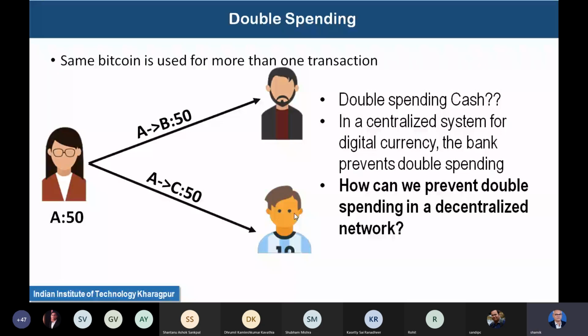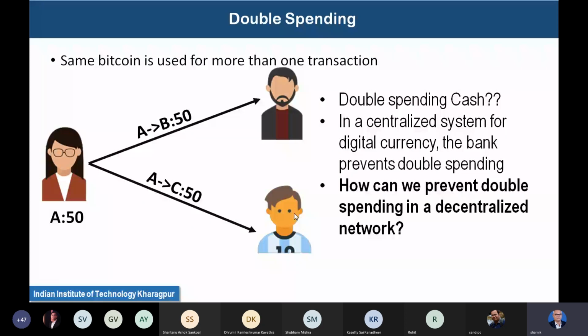For a centralized system for digital currency, before Bitcoin there were other digital currencies, which did not have tangible notes printed on paper or a coin. These digital currencies were issued by banks, and every time you present that currency, which would have a unique value, it can be checked with the bank whether it is being double spent, whether you have already spent it and are trying to spend it again without owning it.